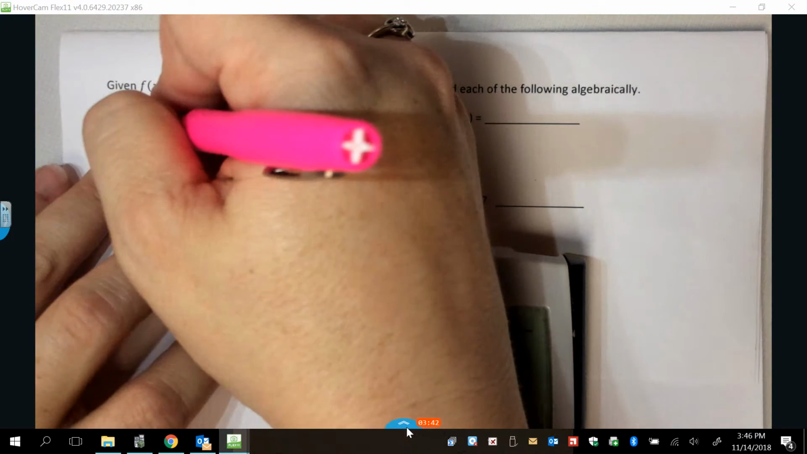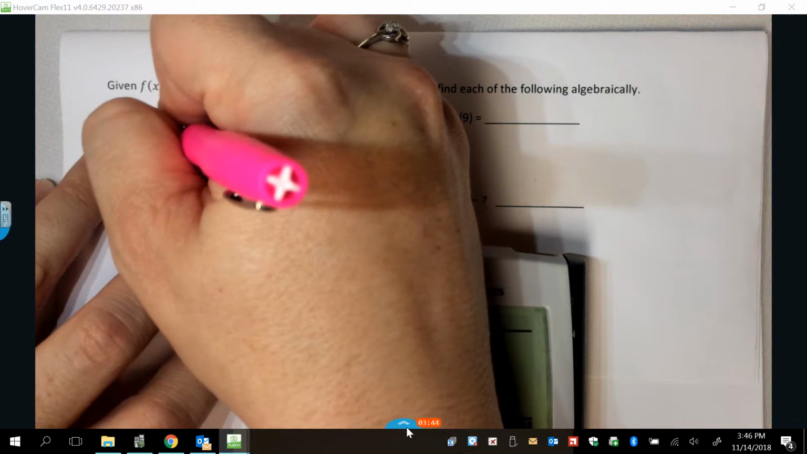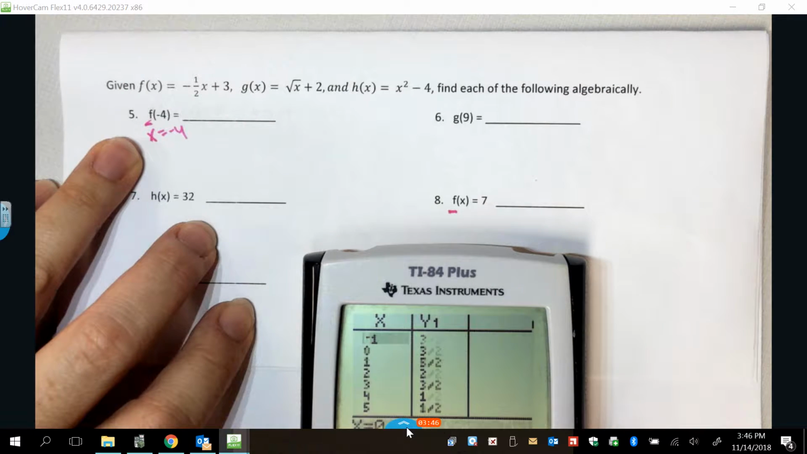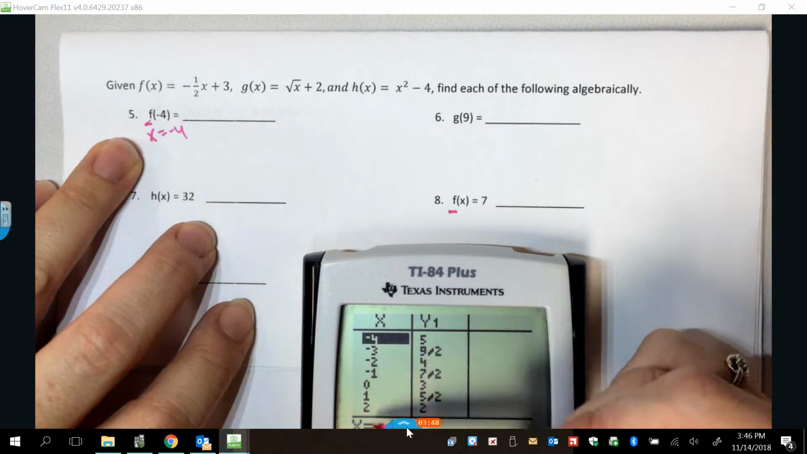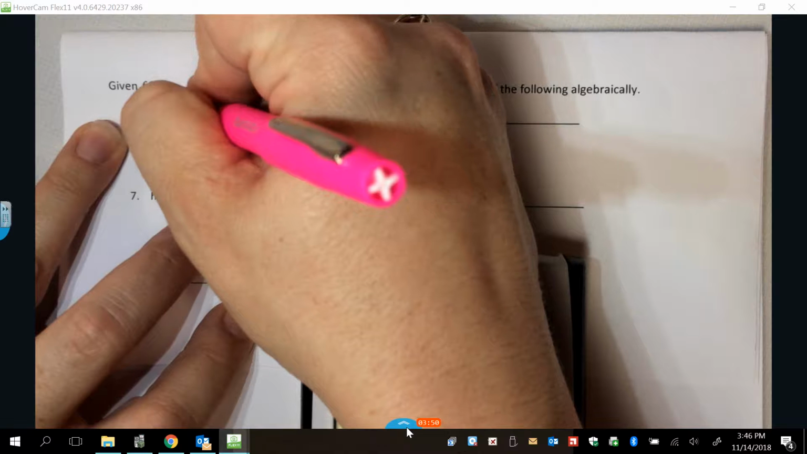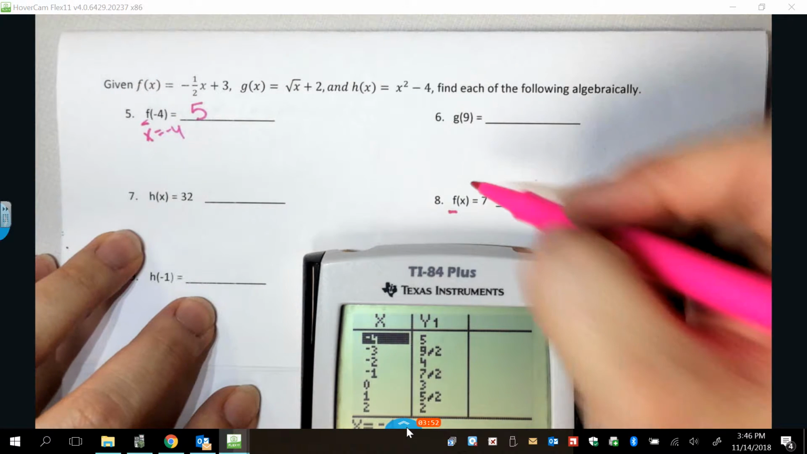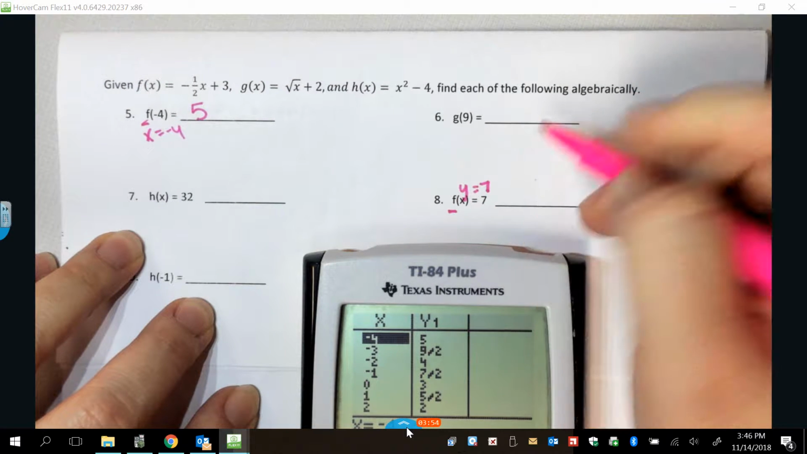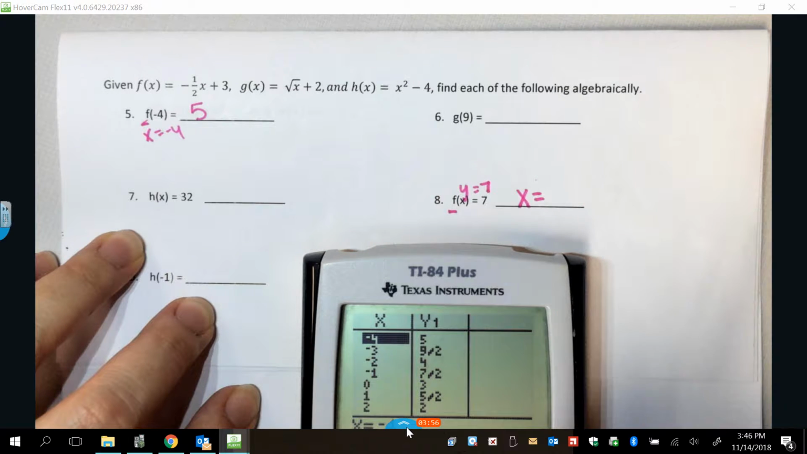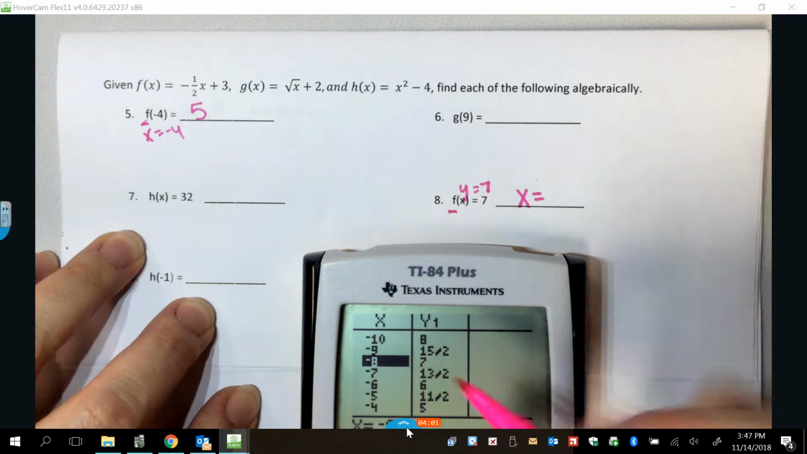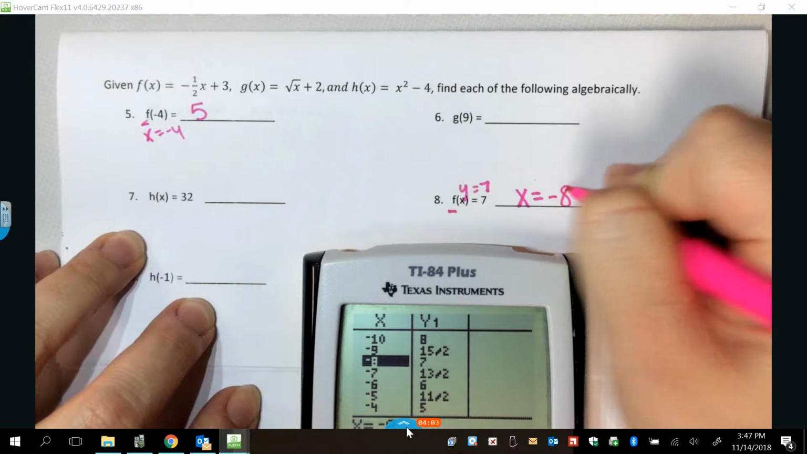So this is telling me it's inside the parentheses, so x equals -4. So I'm going to find x is -4, look in the x column, and my answer is 5. Now this one is telling me y equals 7, so I'm looking for what x equals. So if you keep scrolling, there's 7, so x equals -8.